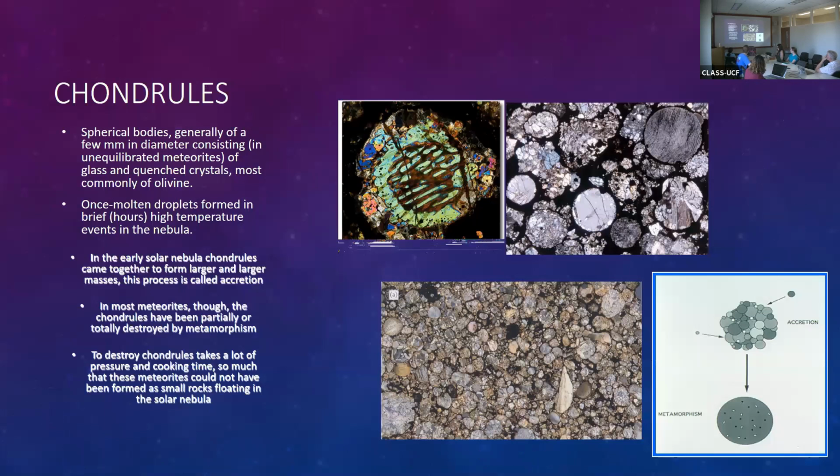Next one. So kind of already said this, but the chondrules are circle bodies that are a few millimeters in diameter. They're molten droplets that formed in the solar nebula, and they cooled very quickly, a matter of hours. In most meteorites, chondrules have been partially or totally destroyed, and that points more towards the gravitational collapse model. In order to destroy chondrules, it takes a lot of pressure and time, and so that means the meteorites were not formed small; they came from larger bodies.